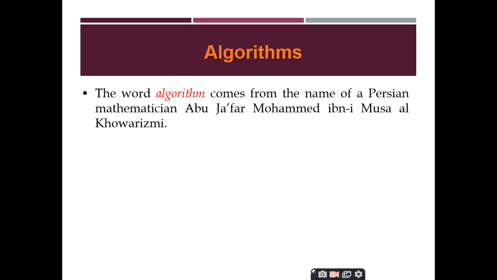Right. So the word algorithm comes from the name of a Persian mathematician, Abu Jafar Muhammad ibn Musa al-Khwarizmi. We are not bothered about who invented this term or who coined it, but you should know that it is a Persian mathematician. As I told you, most of the computer science concepts have been developed by mathematicians only, so that is the strong relationship between computer science and mathematicians.